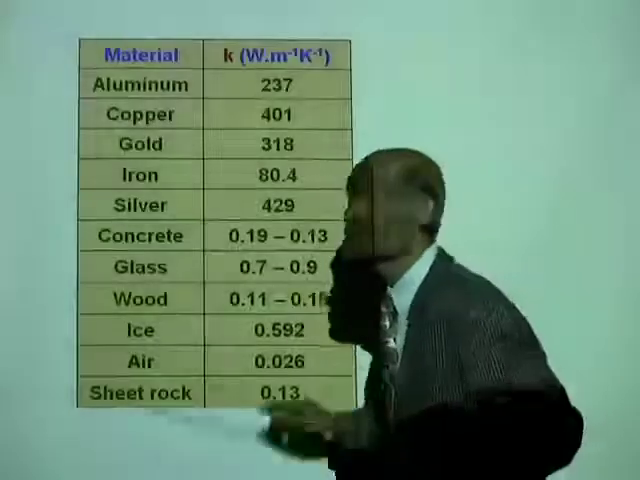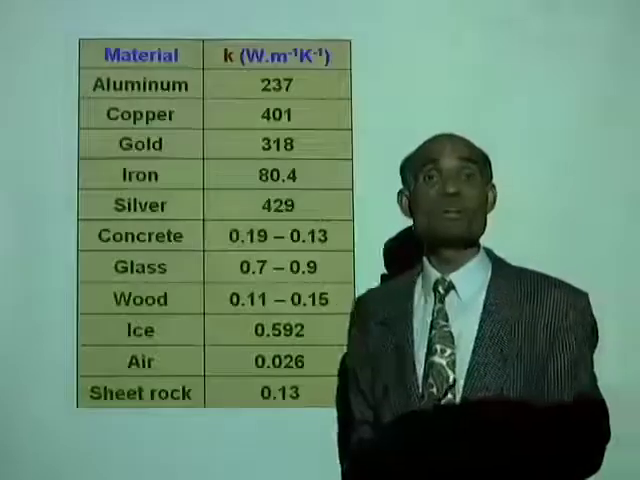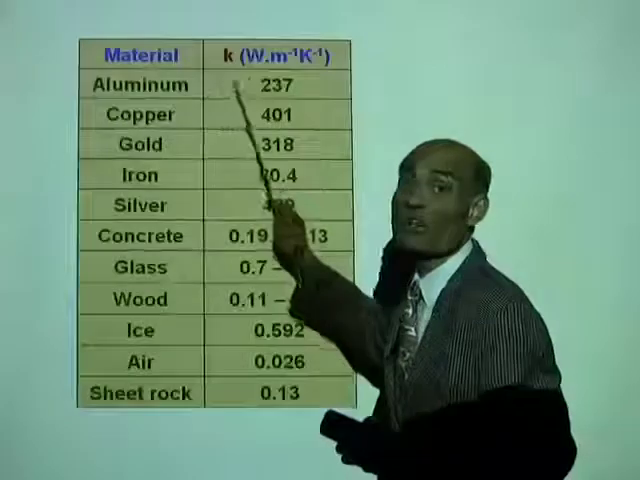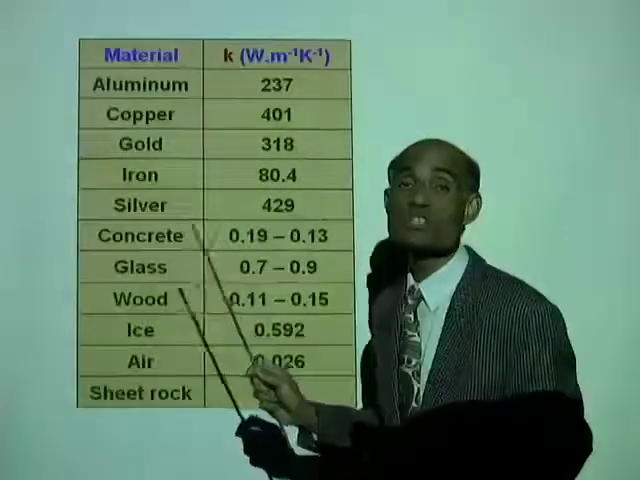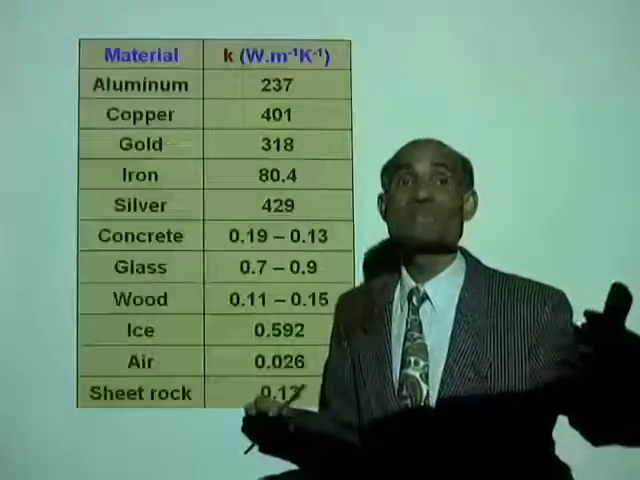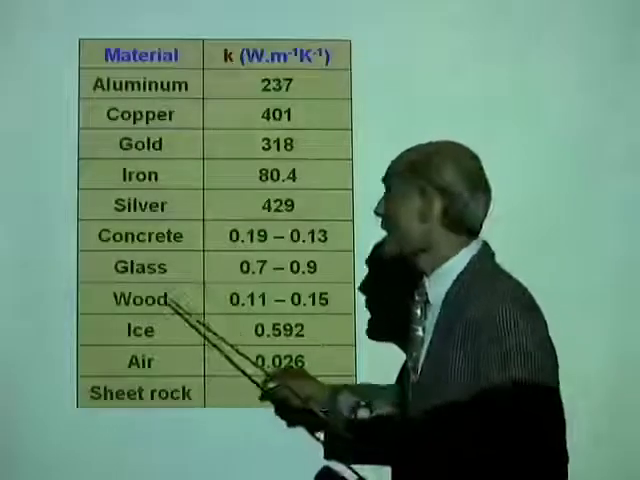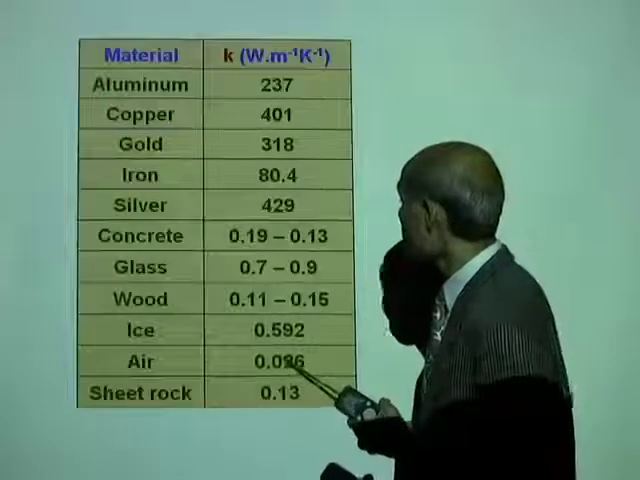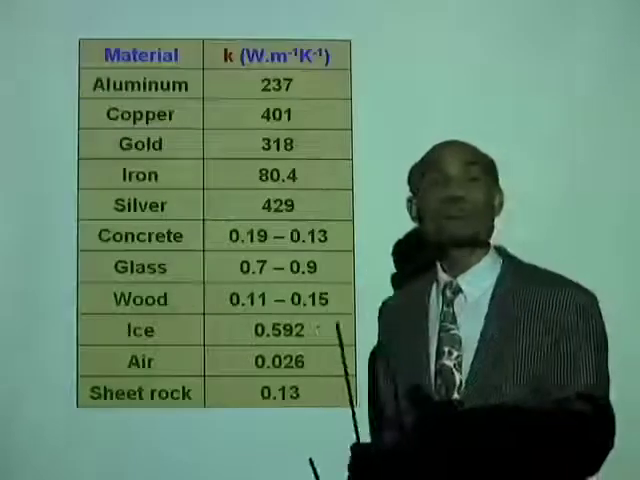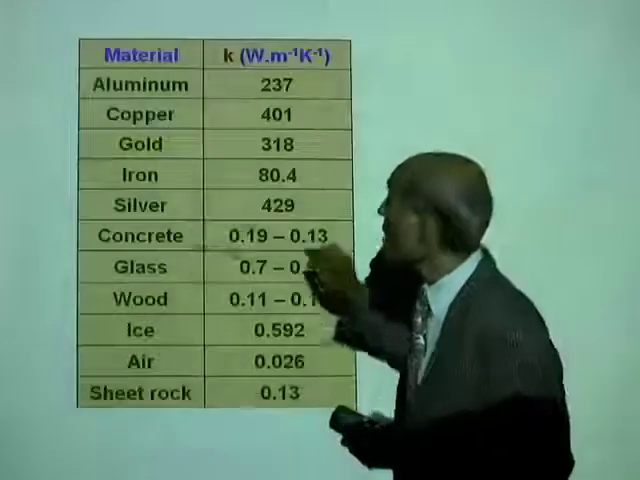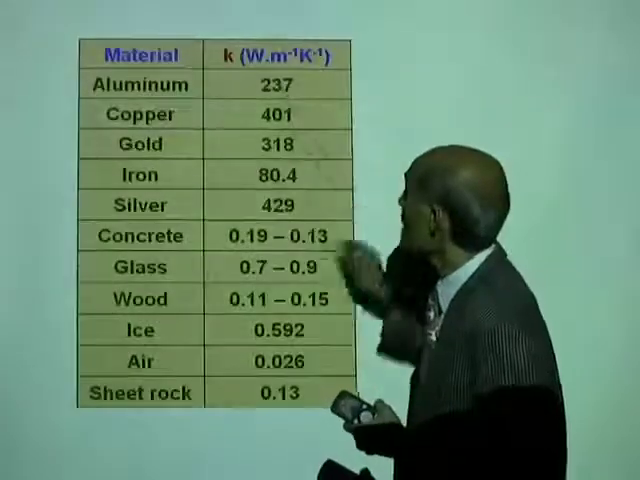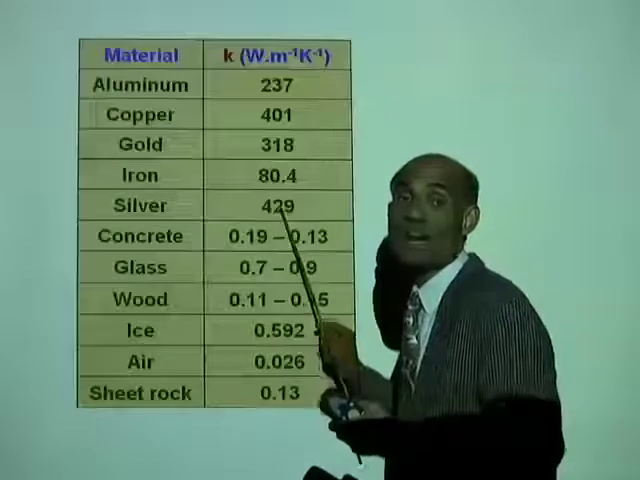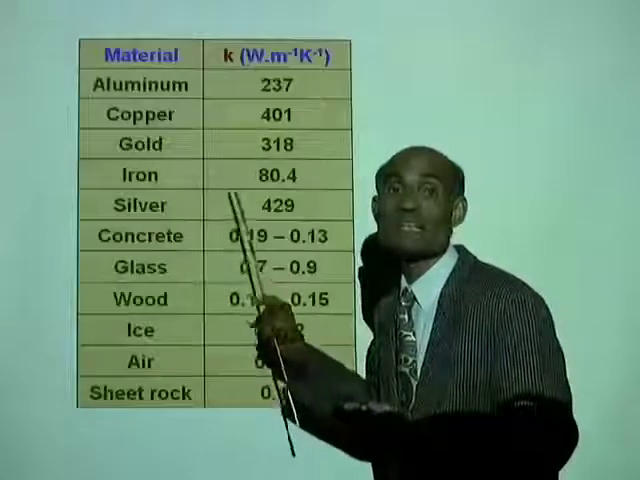Now here I have given you some values of the thermal conductivities of some common materials. Aluminum has a thermal conductivity of 237 watt per meter per Kelvin, whereas air has a thermal conductivity of 0.026 watt per meter per Kelvin. So we say aluminum is a good conductor, or silver. Look at that, the value for silver, 429 watt per meter Kelvin.